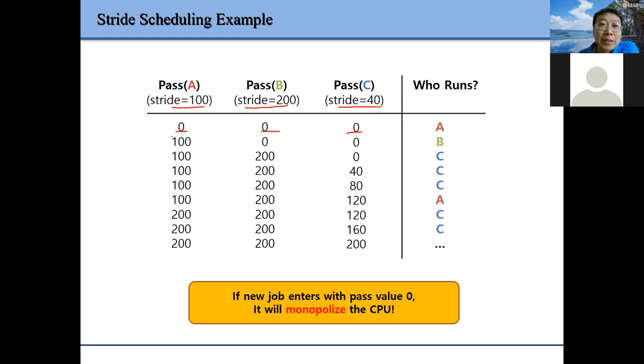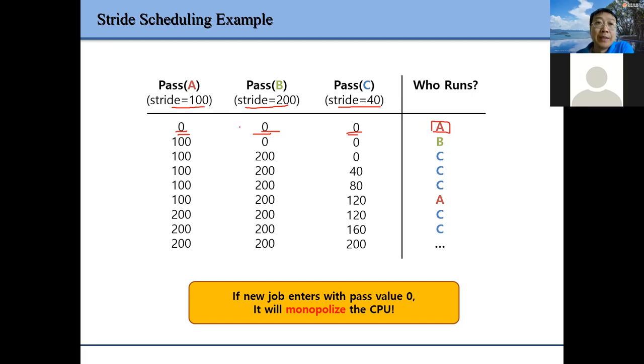Okay, so in the beginning, all processes' pass values are zero, okay? Then who will run? Of course, we have to determine the order. So suppose we determine that if processes have the same pass value, then we will schedule process A first, then B, then C, right? So we have to determine this, okay? Based on this, we will schedule A first.